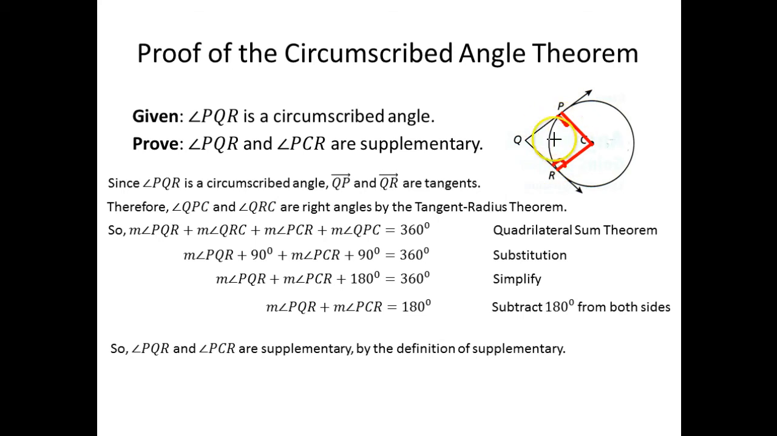But since I have this quadrilateral, I do know that all of the angles, when you add them up, add up to 360 degrees. But if I have 90 already here and 90 here, between these two angles I have 180 degrees. Which means that between these two angles I must have 180 degrees. Which, from that, we can conclude that this angle Q and this angle C are supplementary, which is exactly what we were trying to prove.